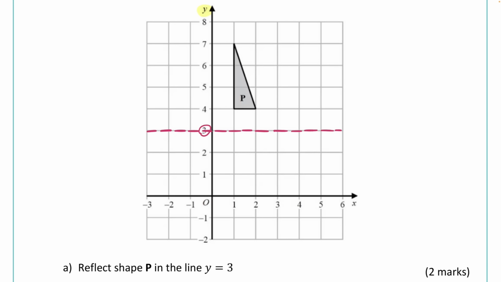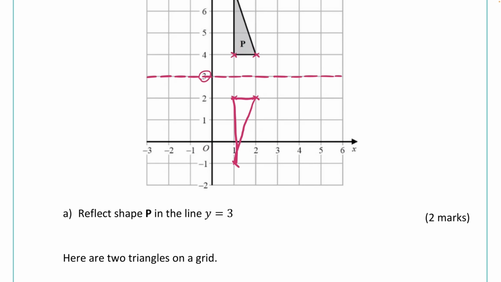I just need to reflect the shape. I'm going to go point by point, looking at each vertex here, and just making sure it's the same distance away. There's the first 2, and I just need to be very careful with this top point here, as that's 1, 2, 3, 4 squares away. So 1, 2, 3, 4, and there we go, it lands just there. When we do a reflection, the shape should be exactly the same size, but it has been reflected.